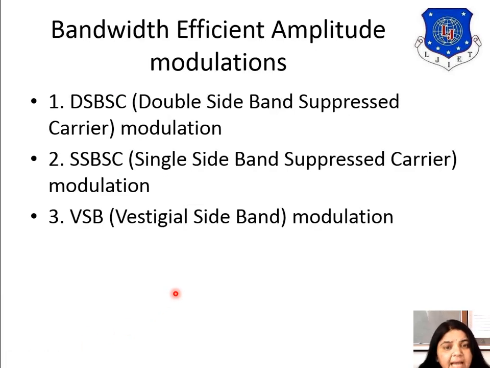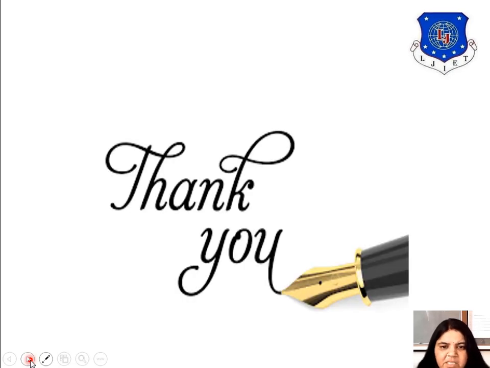Now to solve all the problems which we discussed in the disadvantages, we should go for the next method, that is bandwidth efficient amplitude modulation. In that we will study DSBSC, SSBSC and VSB. That is double sideband suppressed carrier, single sideband suppressed carrier and vestigial sideband modulation. So in the next lecture we will learn about bandwidth efficient amplitude modulations. So thank you very much everyone.